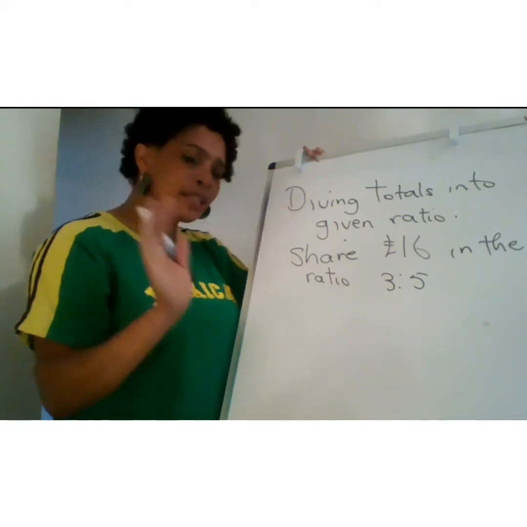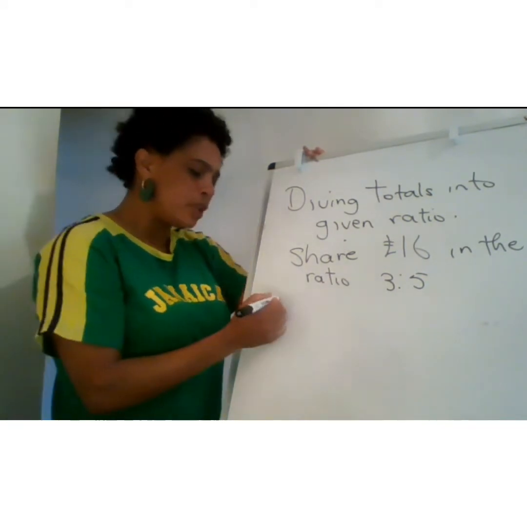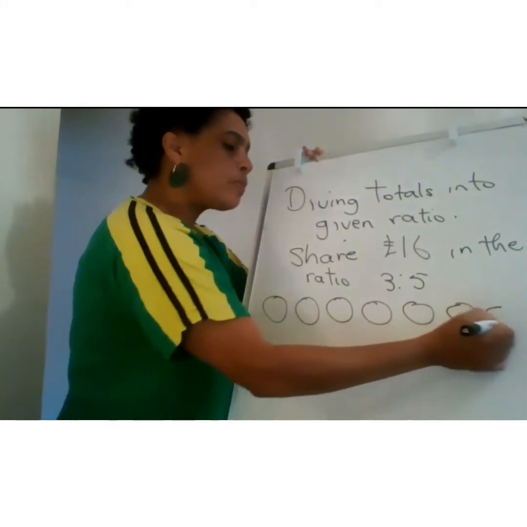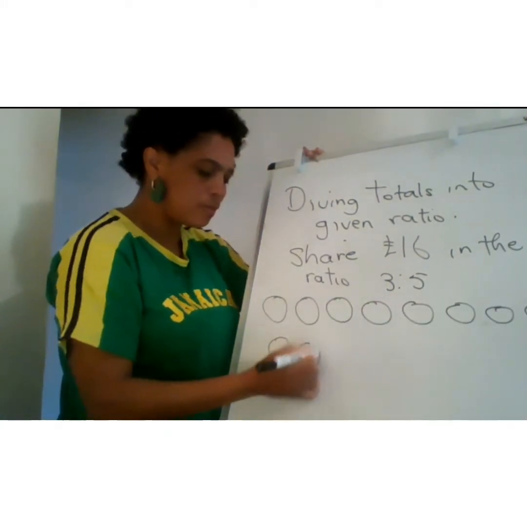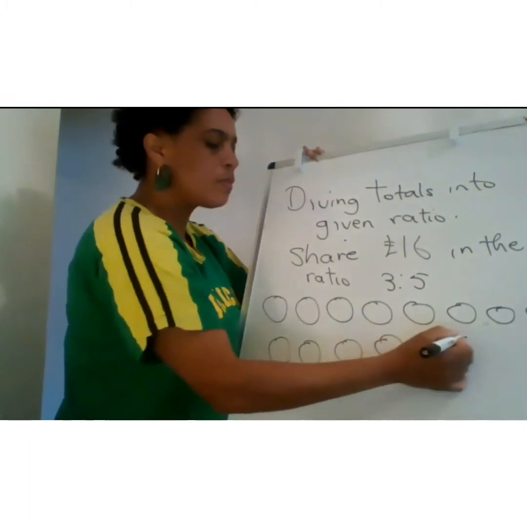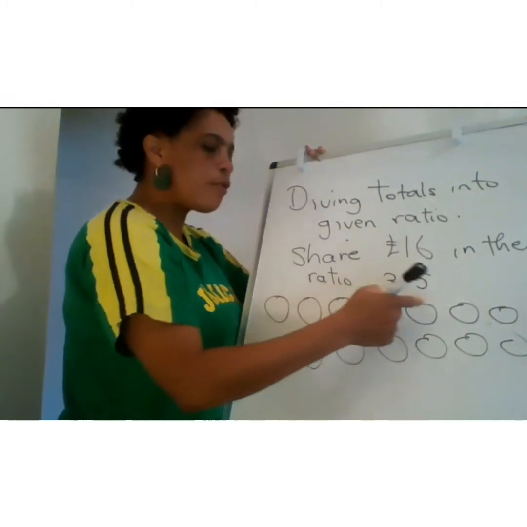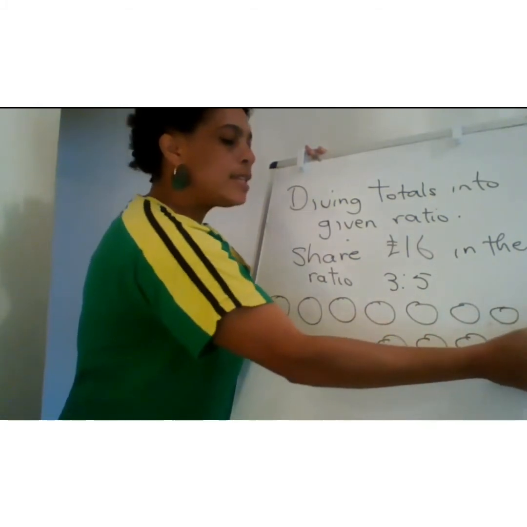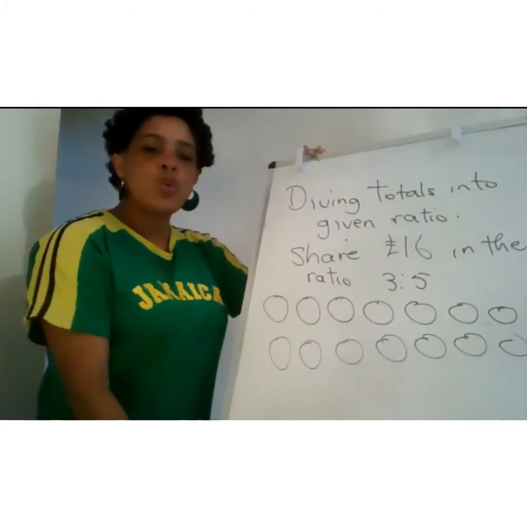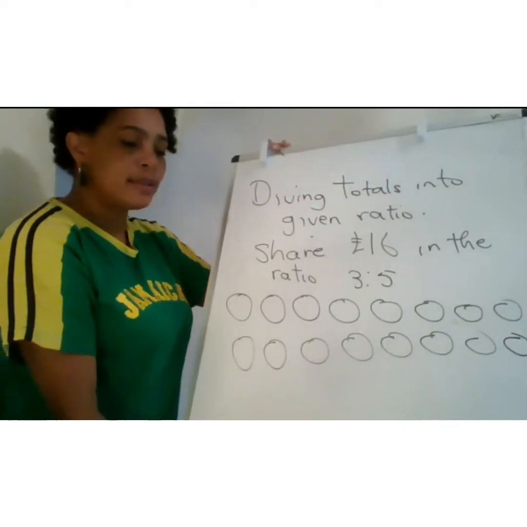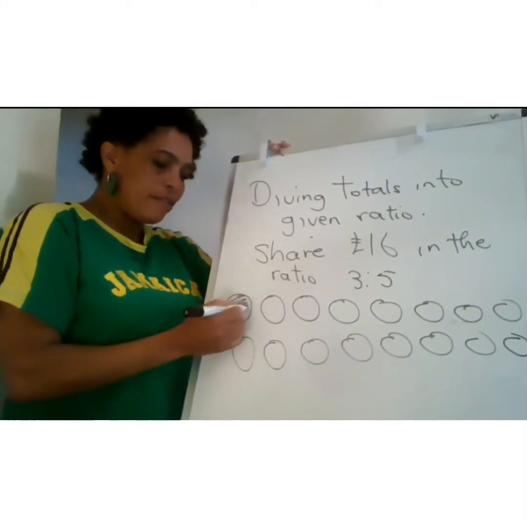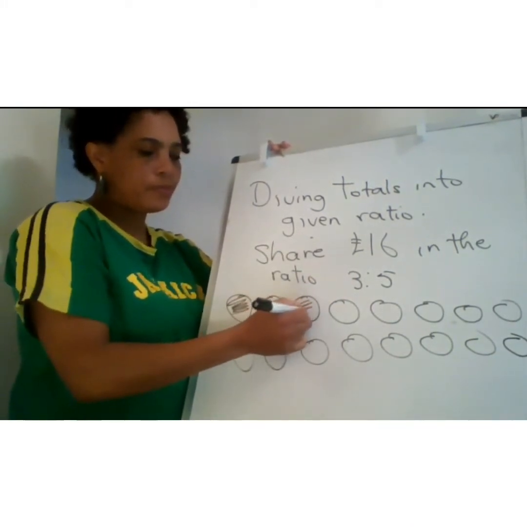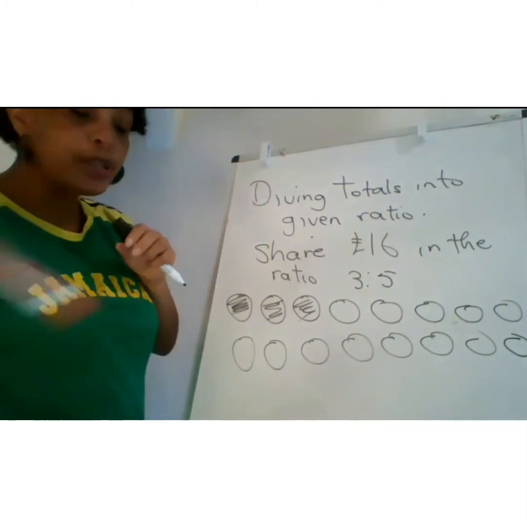So let's look at a practical example of what this really means. So imagine these were rock buns. One, 2, 3, 4, 5, 6, 7, 8, 9, 10, 11, 12, 13, 14, 15, 16. Right? What this means is, if I've given one person, let's call this A, 3, I'm going to give the next person 5.